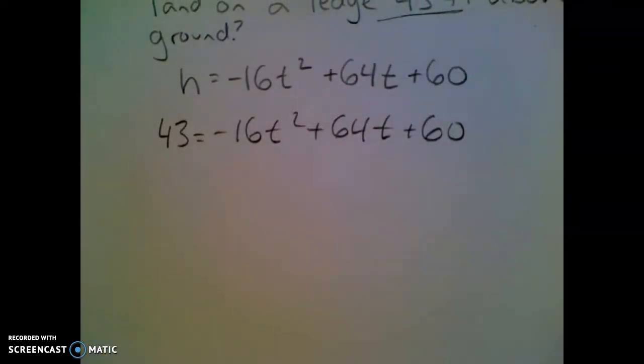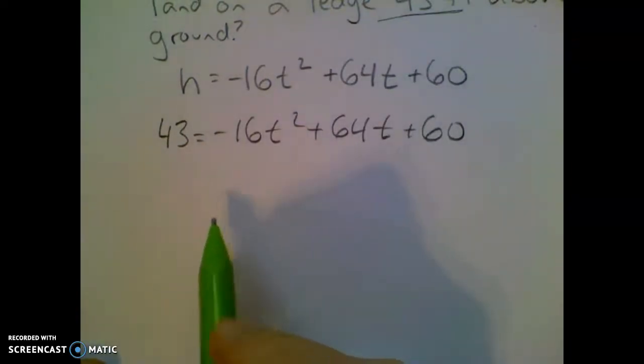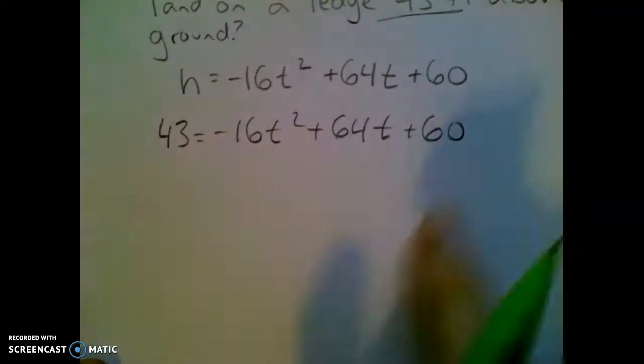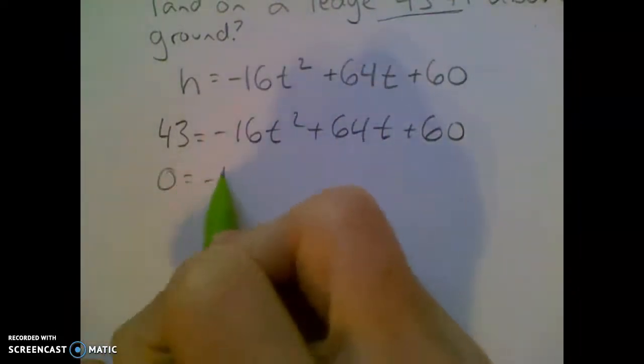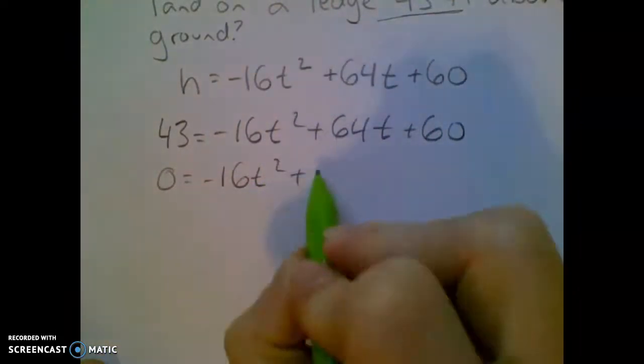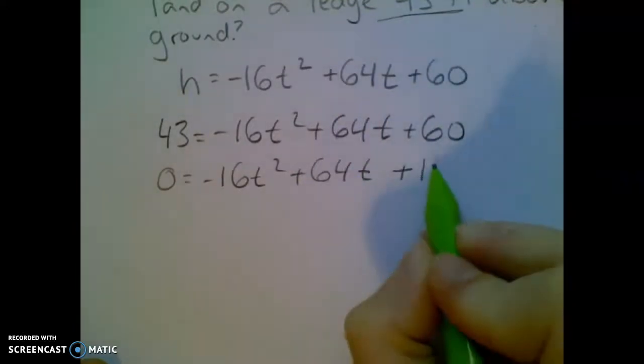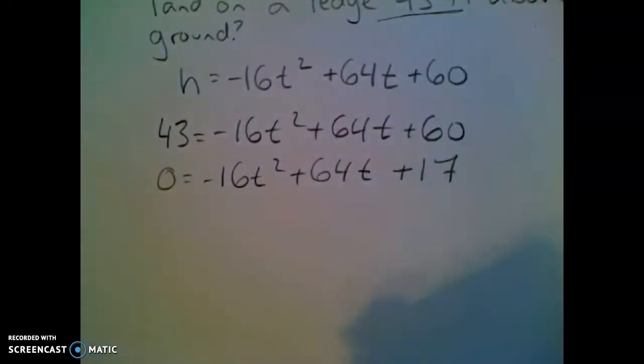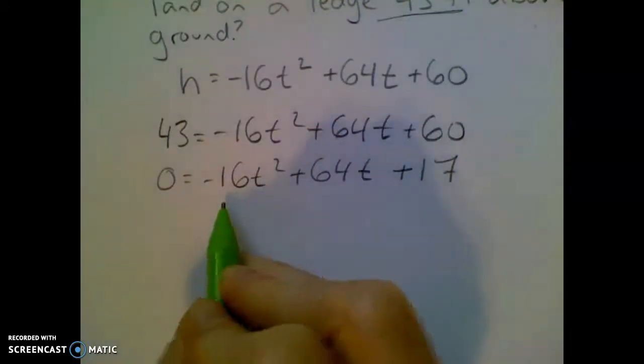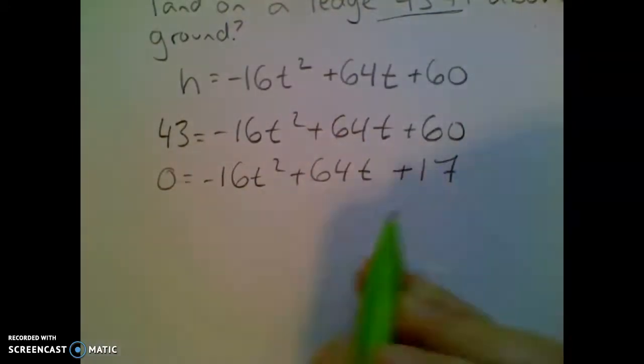We've now learned pretty much every method, but this is probably not going to have rational answers, just given the fact that it's a time problem. So we're going to go ahead and do quadratic formula. So I'm going to go ahead and move this 43 over so that I can get it set equal to 0. And then that's going to be 17. All right, and then A, B, and C. A is negative 16, B is 64, C is 17.